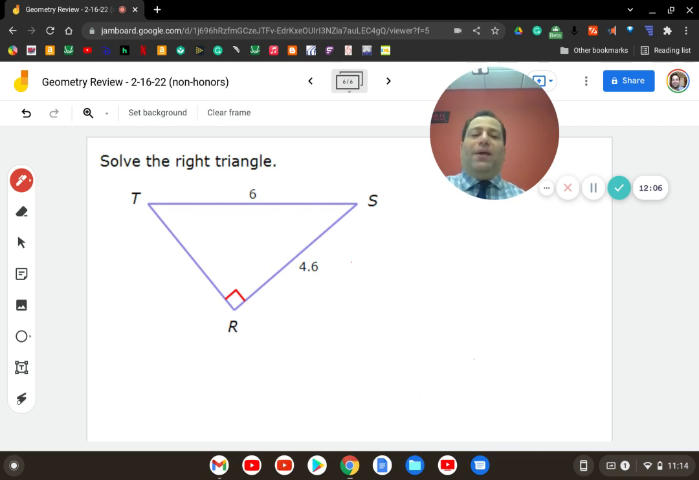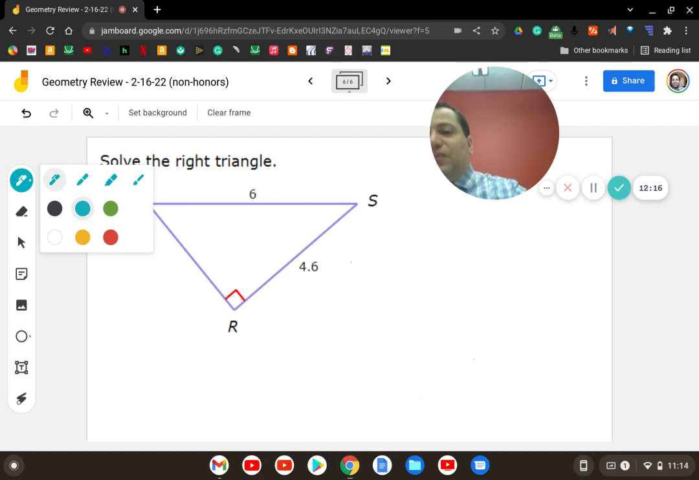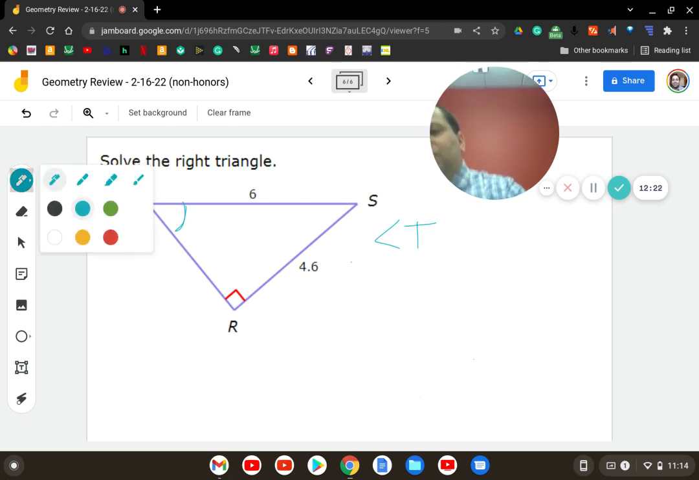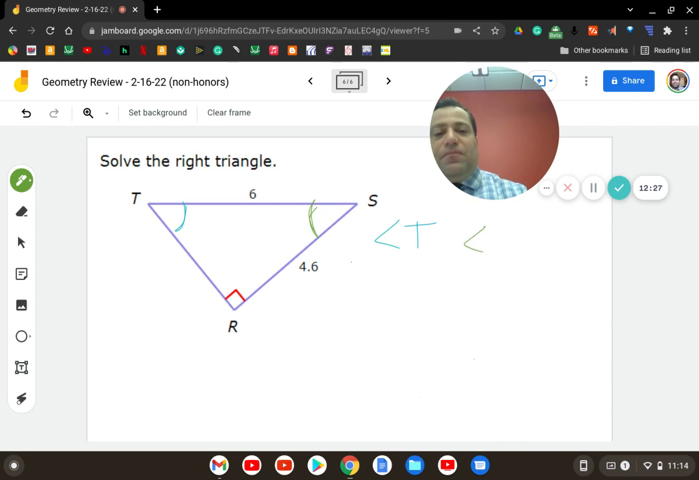Let's take a look at one last example. Here, I'm asked to solve the right triangle again. So first, let's identify the parts we are missing. I know I'm missing angle T. I can also see I'm missing angle S. And lastly, I can see that I'm missing side TR.